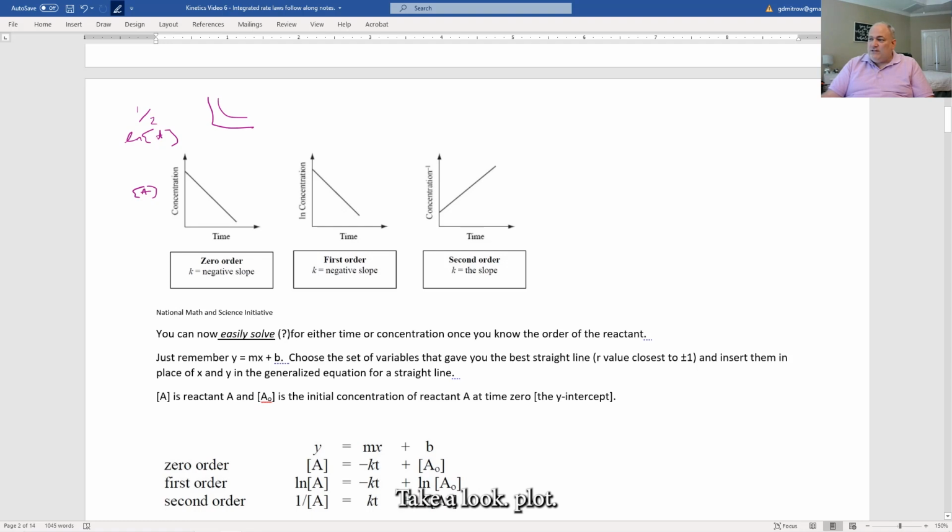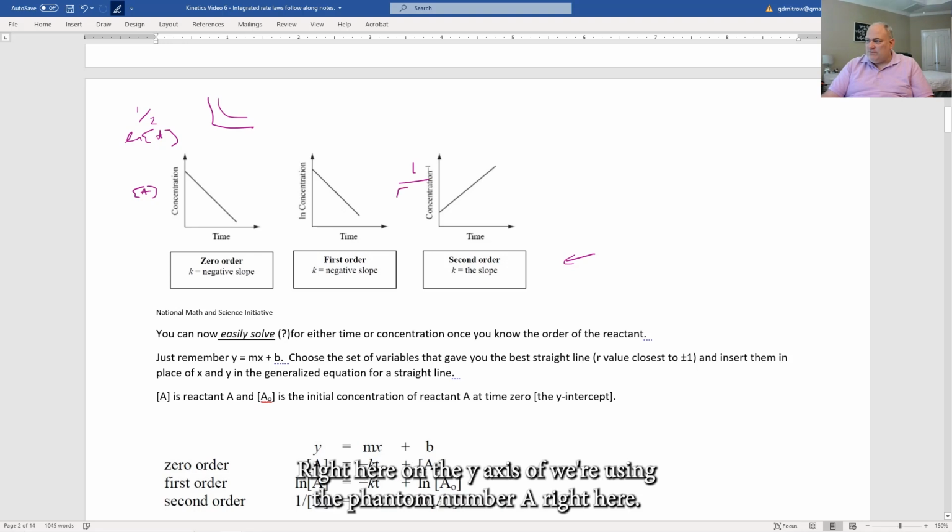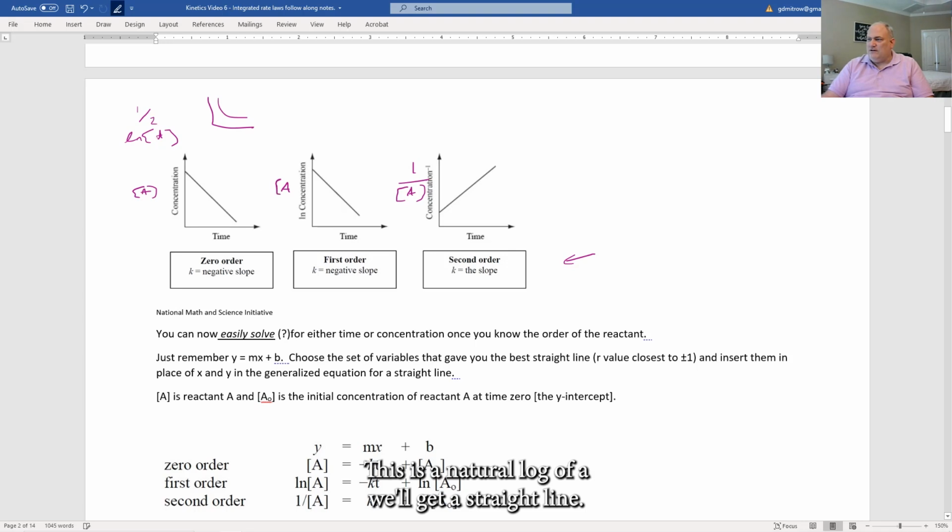Same thing, if we plot the natural log of the concentration of something versus time, we'll have a first order, and again, notice the slope is negative. And second order, if we put 1 over the concentration on the y-axis, this is 1 over A, we're using the phantom number A right here. This is natural log of A. We'll get a straight line. Everything else will give us curves.